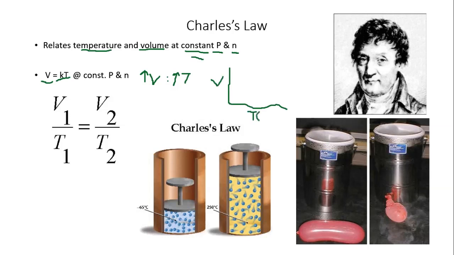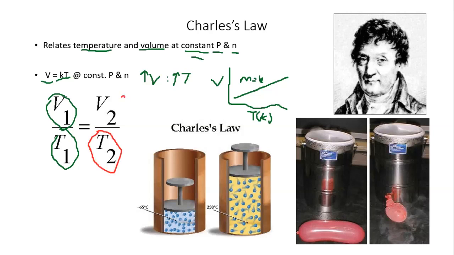Remember, temperature has to be in what unit? That's right, it has to be in Kelvin. As we plot this, as we increase temperature, volume will increase as well. Now remember, the slope here will equal k. Now if you know the volume and the temperature of a gas, and you want to change the temperature, then you can calculate what the new volume would be.